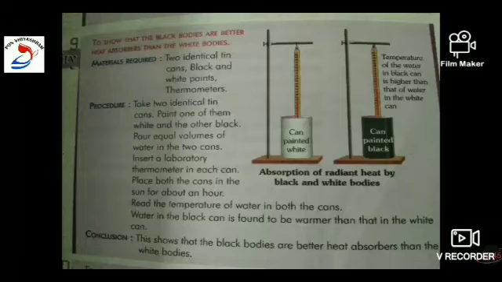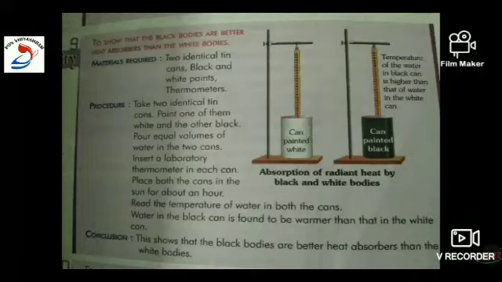Next, the next activity is to show that the black bodies are better heat absorbers than the white bodies. Take two tin cans, black and white painted, and then thermometers. So, take two identical tin cans, paint one of them white and the other black. Pour equal volume of water in the two cans. Insert a laboratory thermometer in each can. Place both the cans in the sun for about an hour. Read the temperature of water in both the cans.